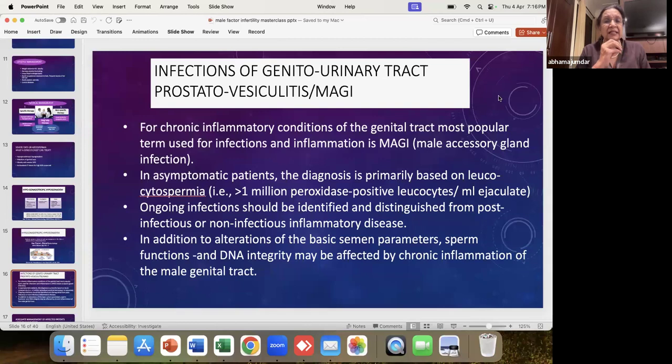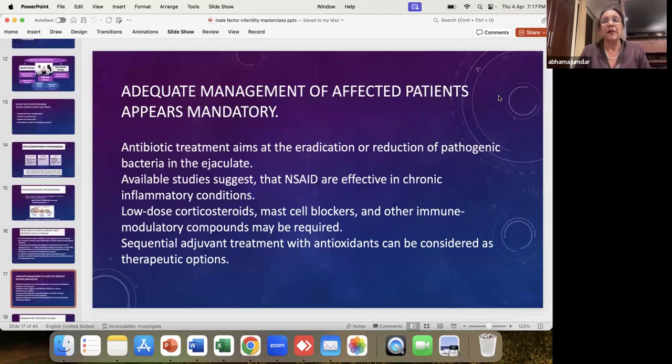Even touching the testes or a PR examination, which we ordinarily don't do as gynecologists, but they should be identified and distinguished from post infections. Like already some infection happened, was treated, and it is only now a little inflammatory disease. In addition to alteration of the basic semen parameters, sperm function and DNA integrity may be affected by chronic inflammation of the male genital tract.